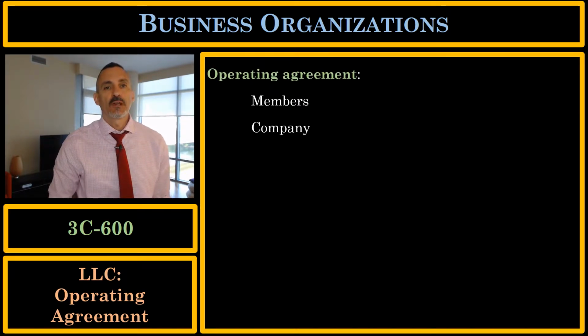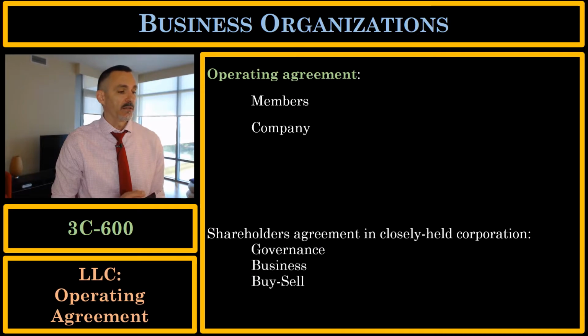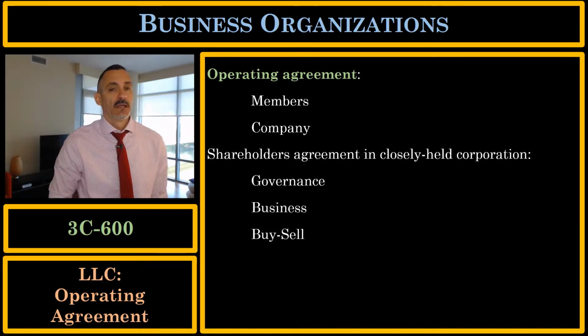All right, so the operating agreement is usually between the members and the company. If you have several members, then all members would sign it, and the limited liability company would also sign the operating agreement. It is very analogous, very similar to the shareholders agreement that we see in closely held businesses. Remember, we talked about the shareholders agreement when we talked about the formation of the corporation, and a shareholders agreement will generally address issues of internal governance, the business of the corporation, and it would have a buy-sell agreement.